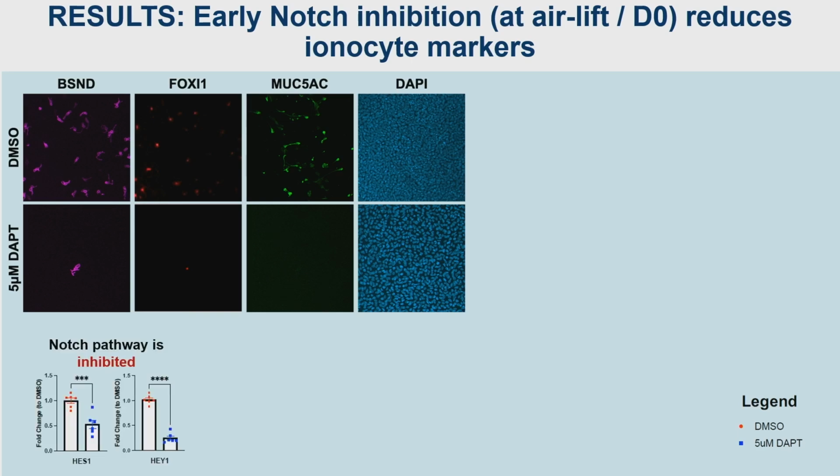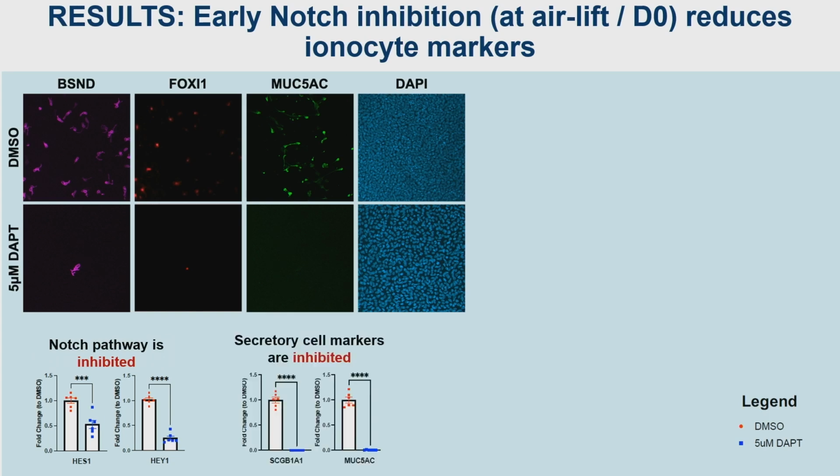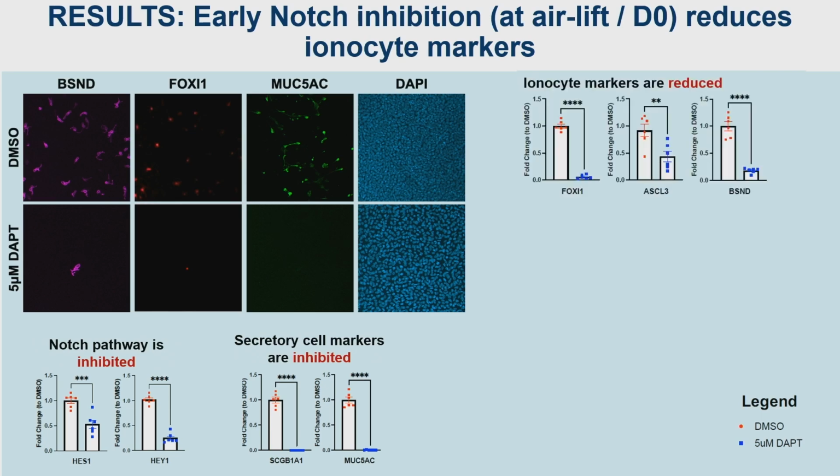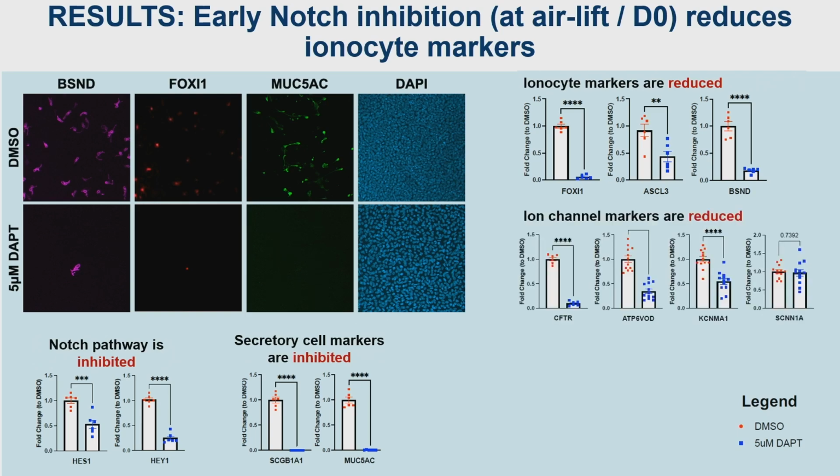To dive a little bit into this, the Notch pathway is inhibited, as we can see. The secretory cell markers, club cells and goblet cells, are both down, so we know our inhibition is working. When we look at ionocyte markers, we see the ionocyte progenitor FOXI1 expression is down. ASCL3 and BSND, the more mature ionocyte markers, are also reduced. In terms of ion channels, CFTR expression is way down, and we think this is because we're losing both our secretory cell population as well as our ionocytes. Additionally, we see a decrease in ATP6V0D, which is another ionocyte marker, and also the potassium and sodium channels.